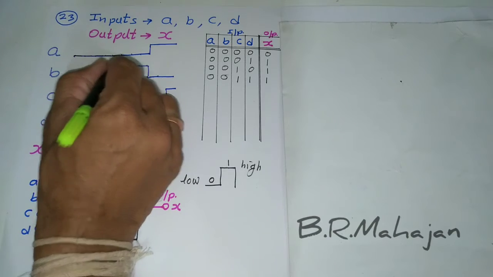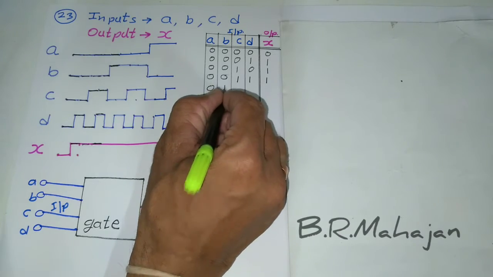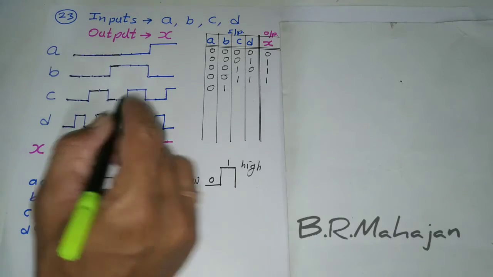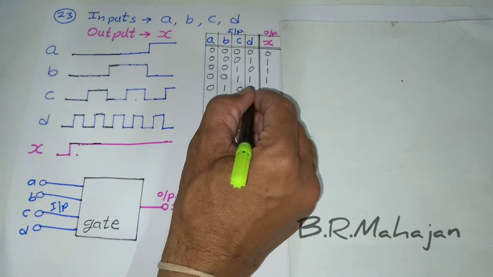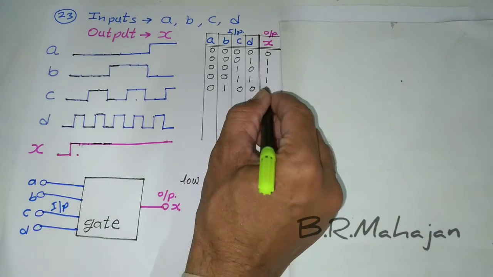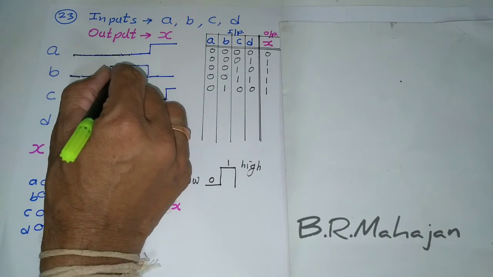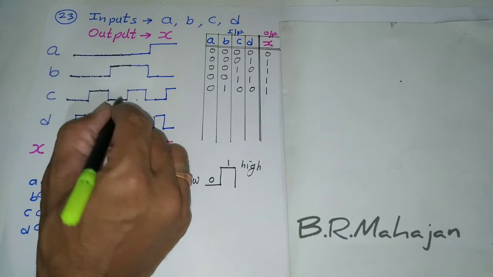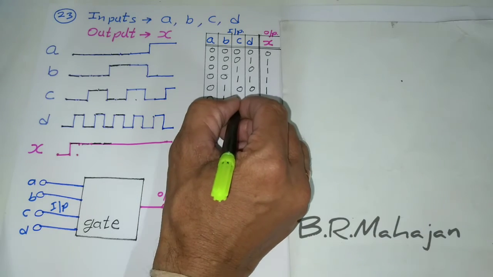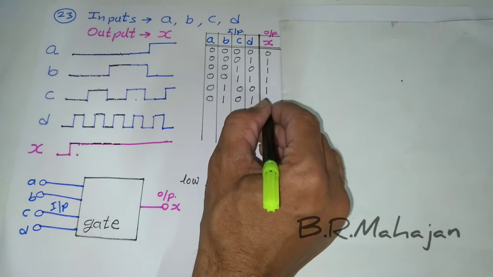Let's check the next one. A is now 0 and B is 1. C is 0 and D is 0 at the lower level. And output X is at the upper level, meaning 1. Similarly, A 0, B 1, C 0, D 1, and the output is still 1.